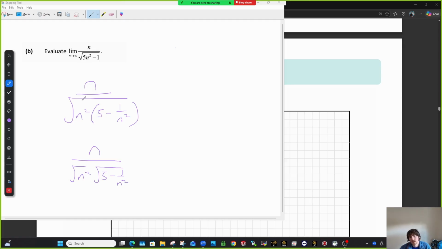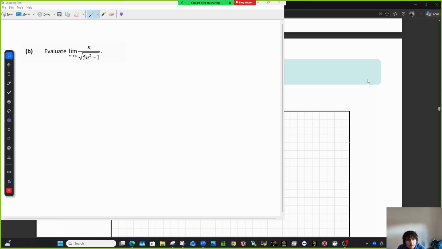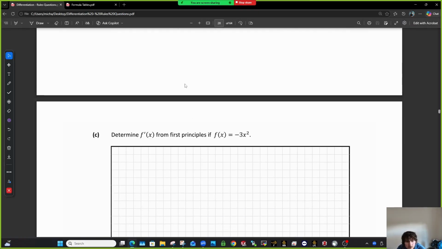So that's like doing the rule in reverse. In the same way you can have root ab, you can then write it as two separate square roots like I did here. And so then what does that become? That becomes n over n, because square root of n squared is n, and then you get the root of 5 minus 1 over n squared, and the n's cancel, and then you're just left with 1 over the square root of 5 minus 1 over n squared. So the same factorizing we got before, and then you can put the limit in like before. Okay. Cool. Tough question that though, really tough.